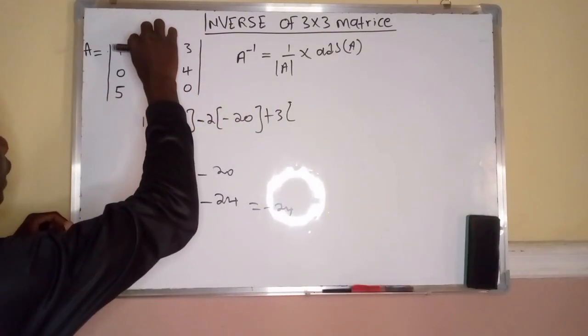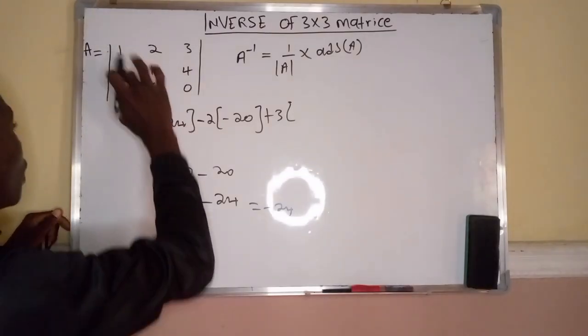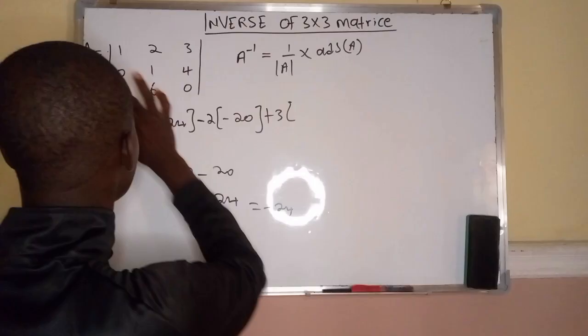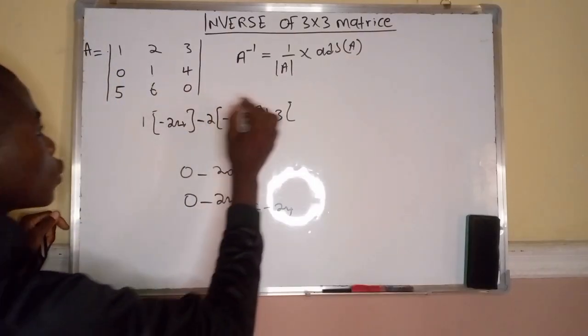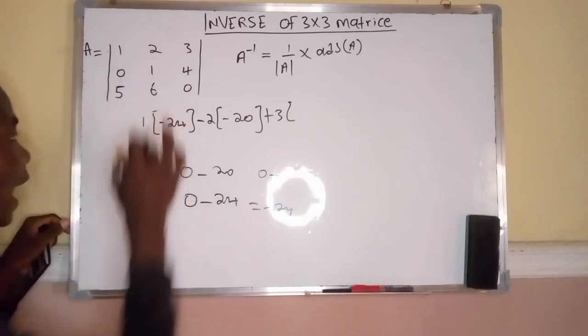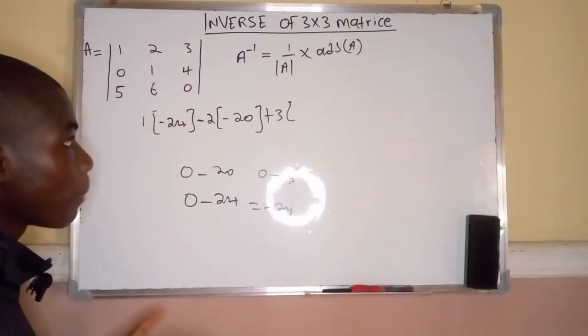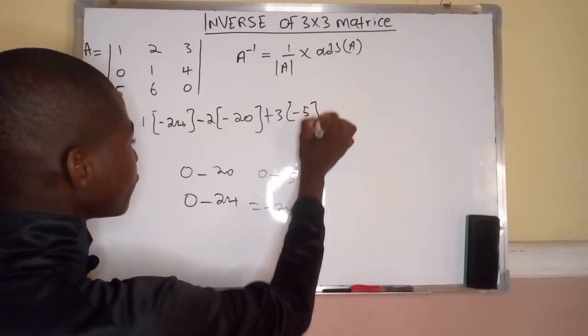We delete this row and this column, and we're having 0, 1, 5, and 6. 0 multiplied by 6 is 0, so 0 minus 1 multiplied by 5, which is 5. So we're having minus 5.